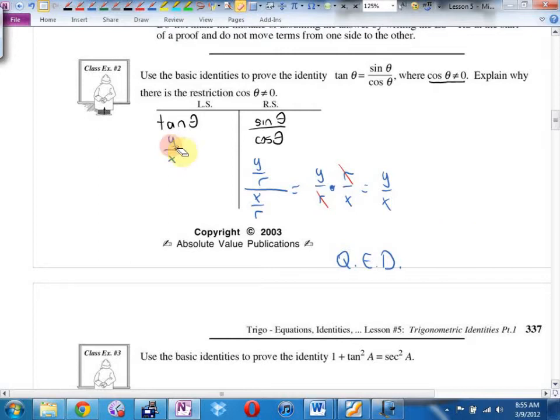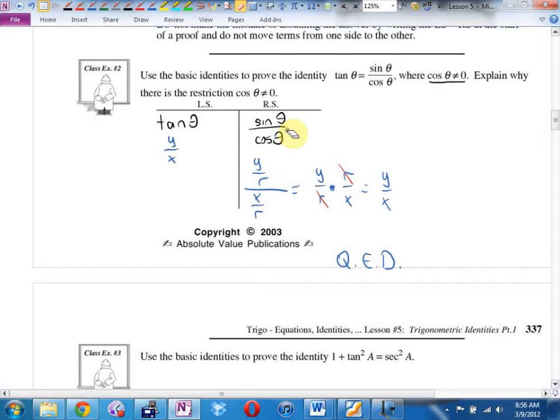Now, we're not going to go back to y and x and r to prove this anymore. We now know that wherever I see a tangent, it's the same as what, Mitsu? Read that. Whenever I see a tangent, I can replace it with a sine over cosine if I'm doing a proof. That's going to be one of our first steps. And it's on your formula sheet, but that's one you'll memorize because you use it so often.